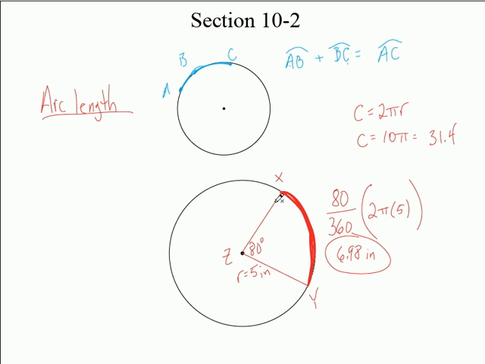So we could do that. It doesn't matter how far around here. I can just put whatever angle I went through over 360, and then just do the 2 pi r thing. That's all there is to it. Pretty simple?